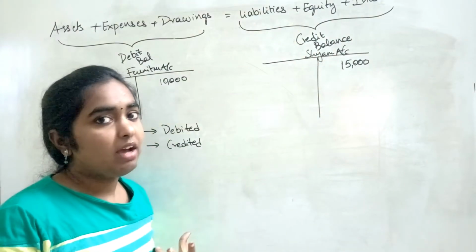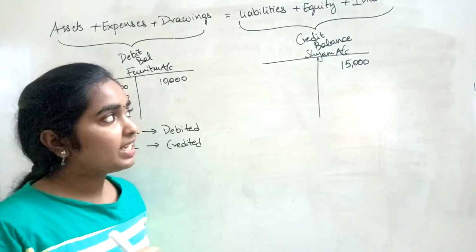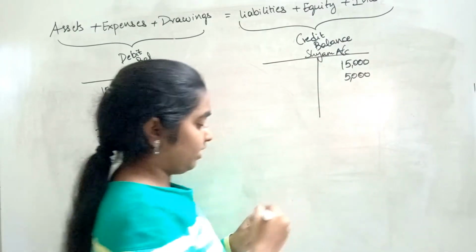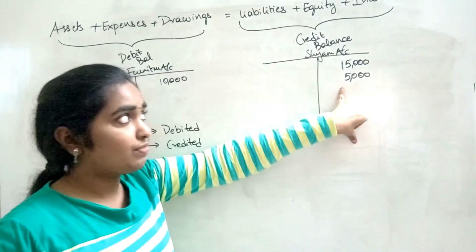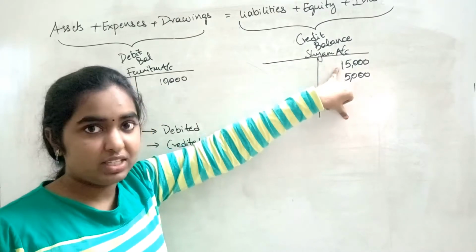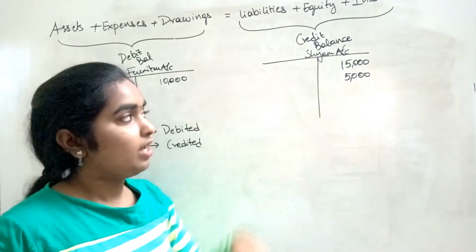So let's say we have taken an additional loan of 5,000 from Sham. In that case, we have to write that 5,000 on the credit side, indicating that we are adding this 5,000 to this 15,000. So now the liability is not only 15,000, it is a total of 20,000. So we have to write it on the credit side, right?